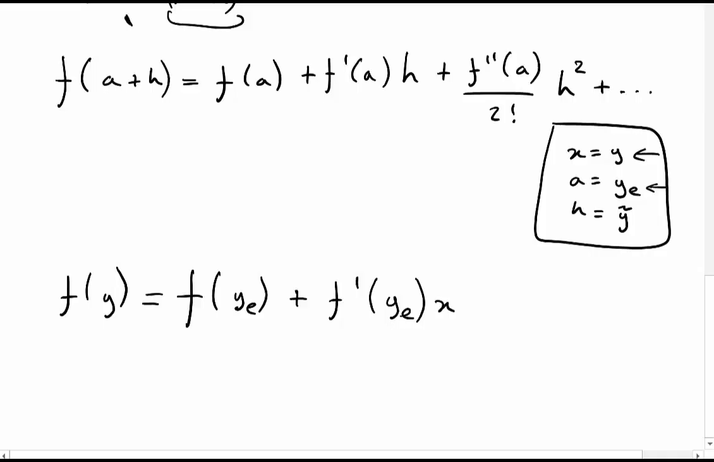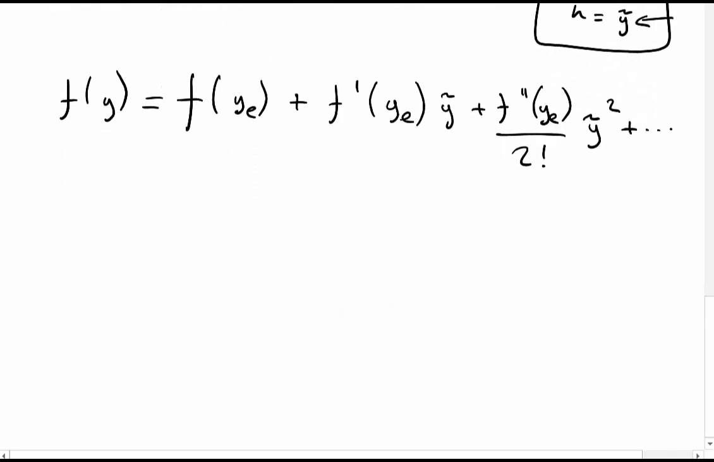Sorry, no, what am I doing? When I had h before, this is y tilde. Don't know why I said x. There we go, this is y tilde, plus f double dash of a. So it's no longer a, it's now ye, over 2 factorial times h, which was y tilde, all squared. And I can carry on going like that.